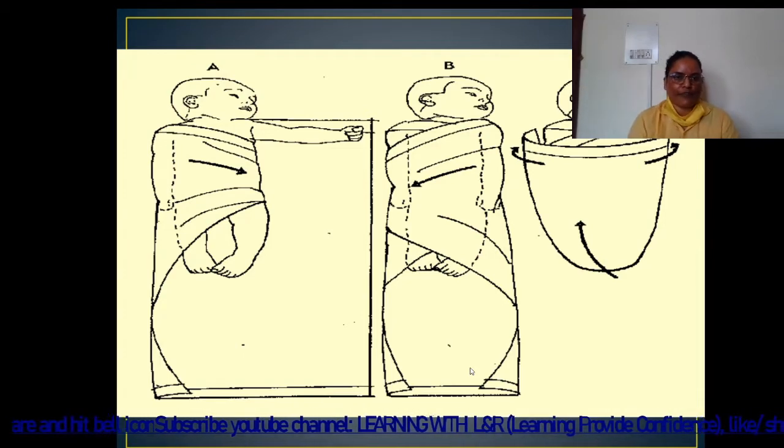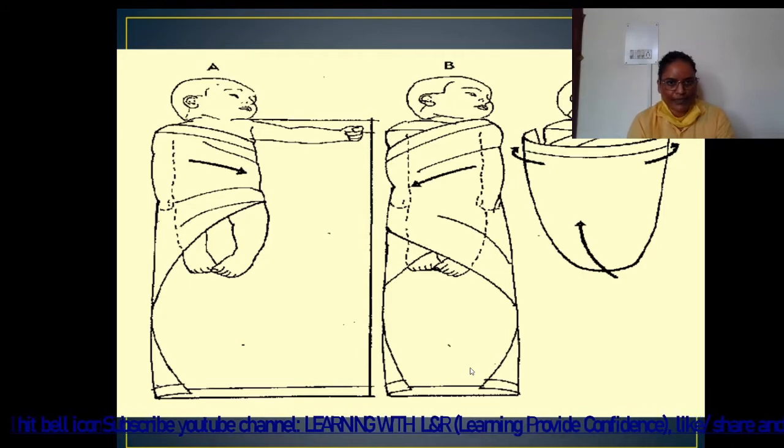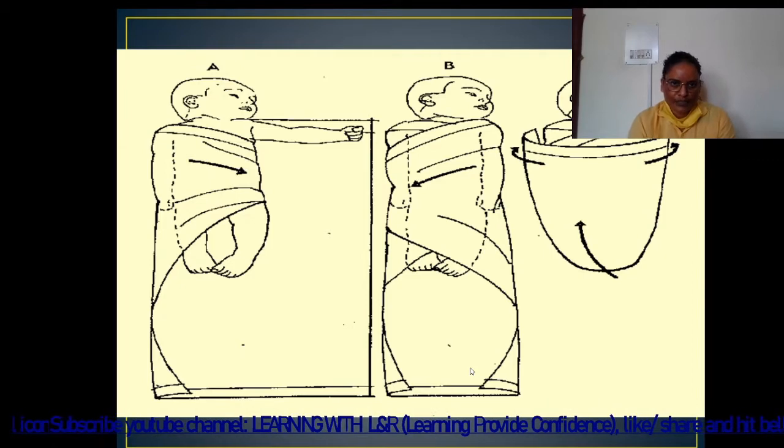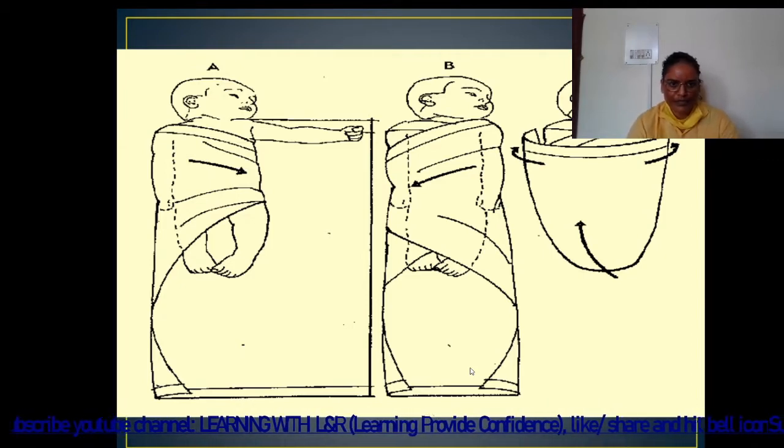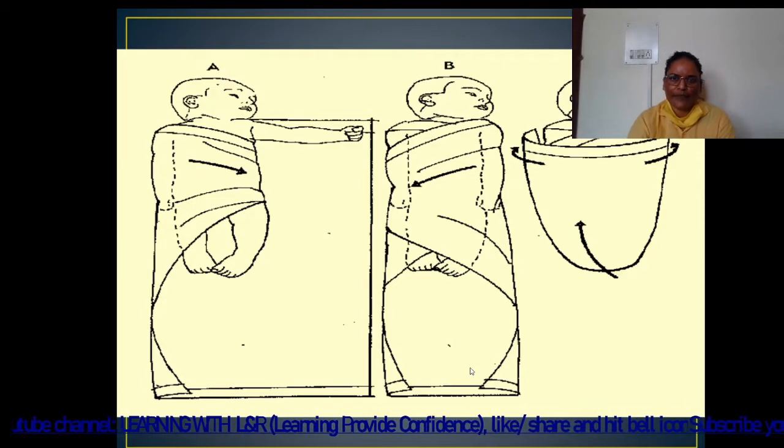Then there is the mummy restraint. First of all, we have to spread the sheet, place the child on that, and fold it on one side. The second time, we have to cover the second arm, and from the sheet on the side of the foot we also cover, and this is a mummy restraint.